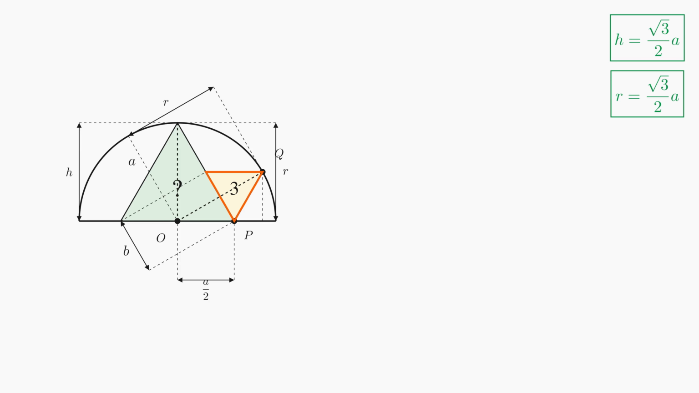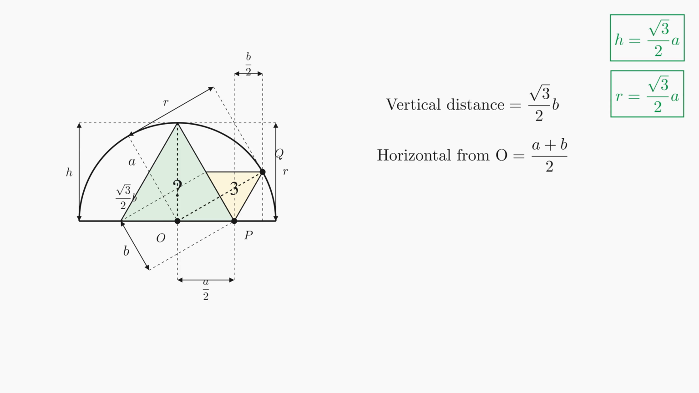Now the small triangle is equilateral with apex at P, pointing down. Its top edge is horizontal, since the triangle is symmetric about a vertical line through P. Let's find where Q is relative to P. Consider the small triangle's geometry. From P to Q, the horizontal distance is half the base of the small triangle, B over 2. The vertical distance from P to Q equals the height of the small triangle. Using our height formula, this is square root of 3 over 2 times B. So Q's horizontal distance from O is A over 2 plus B over 2.